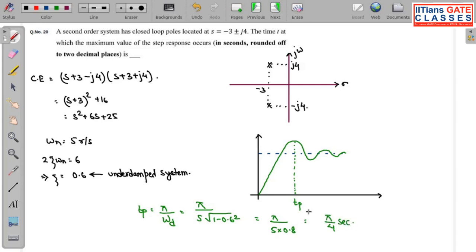So let me calculate it. So that comes out nearly to be 0.785 seconds. So your answer to this question is what? 0.785 second. Okay. So this was basically asked, the time at which the maximum value of the step response occurs, they have asked you this only. Okay. So very simple question.